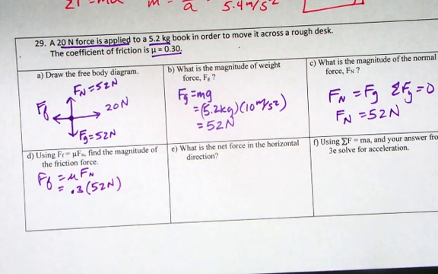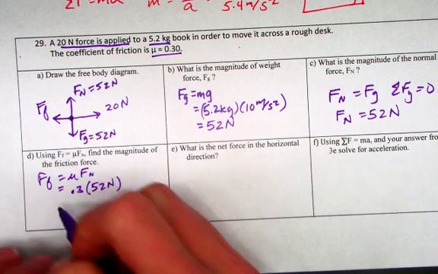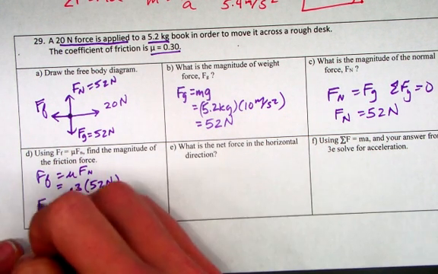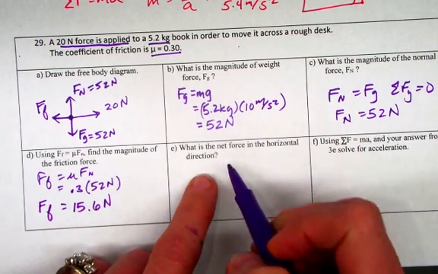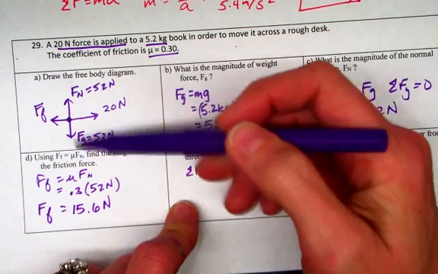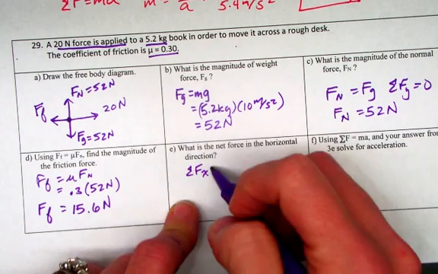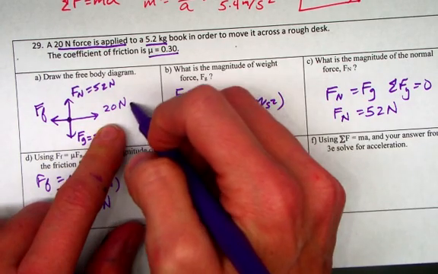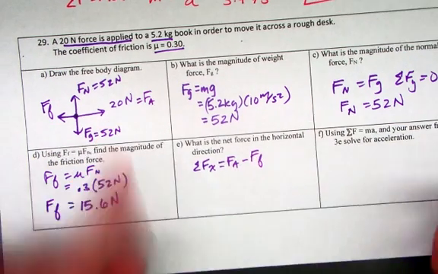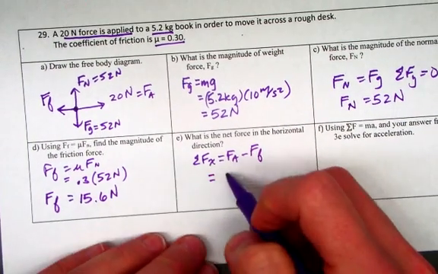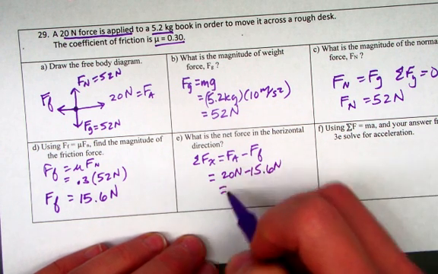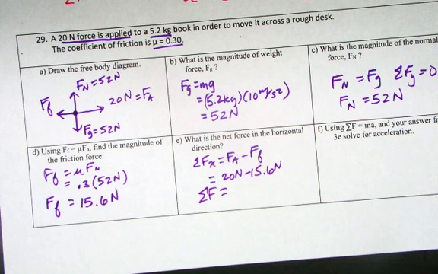And then it says, what is the net force in the horizontal direction? So in the y direction, my net force is 0. In the x direction, my net force is going to be my applied force minus my friction force. Well, my applied force is 20 newtons, and my friction force is 15.6 newtons. So my net force for this problem is 20 minus 15.6, which is 4.4 newtons. So I have a net force working on the book to push it to the right.